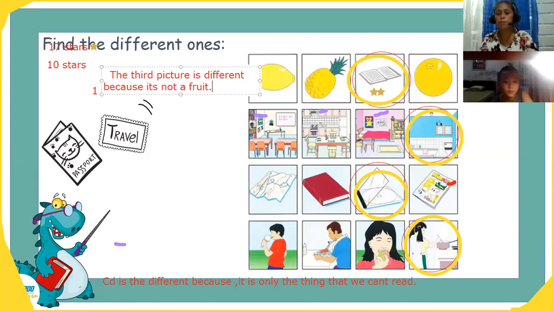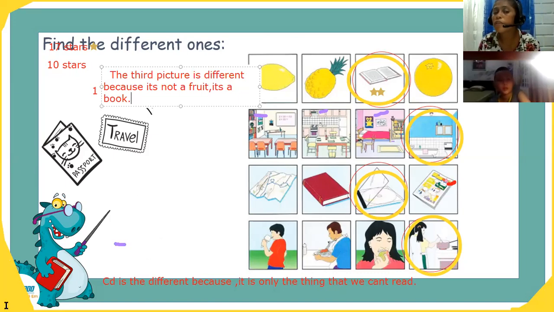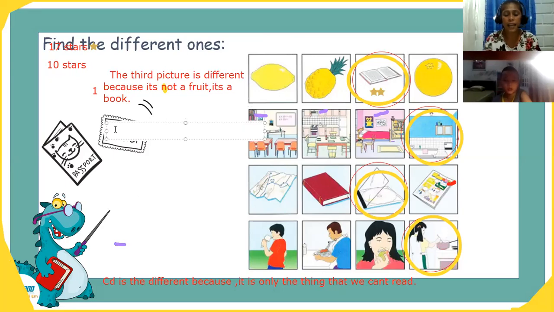Yes. Okay, the first picture again. The third picture is different because it's not a fruit. Okay, the third picture is different because it's not a fruit, it's a book. Okay, can you understand this? Yes. Okay, again, tell me, Teacher Anne, the third picture is different because it's not a fruit, it's a book. Okay, very good. Okay, second picture.